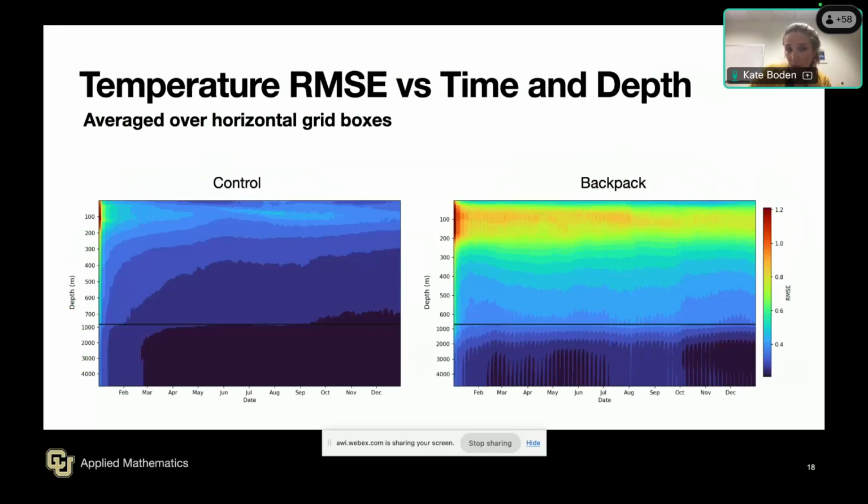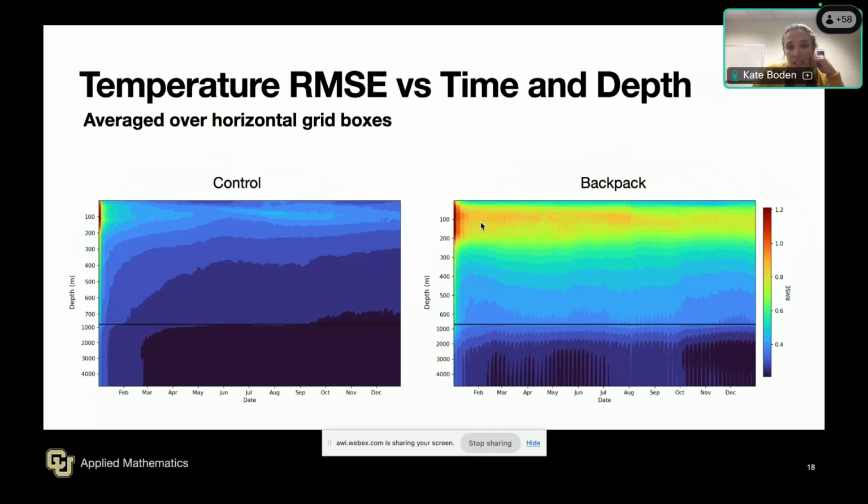Here I can also show you the RMSE. We often like to look at RMSE as a measure of success for an Aussie. I'm showing you horizontally averaged across the ocean, and then we have time, so these are different months on the x-axis, and then depth on the y-axis. And you can see in red, here's that initial bias. You see it in both of them. And then assimilation starts to remove that bias.